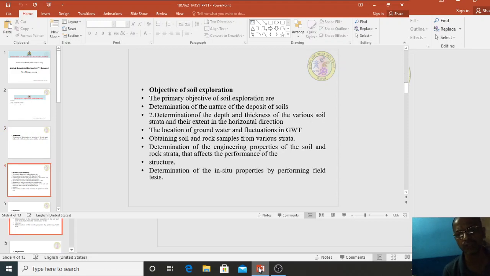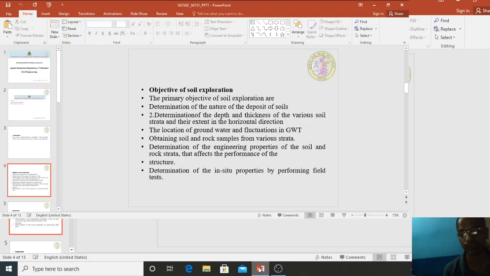Next, what is the object of soil exploration? As I said earlier, that was a broad perspective of the objective. Now we go into detail about the objects of soil exploration. The primary object is determination of the nature of the deposits of the soil. That means what is the thickness of the red earth layer, the black cotton soil layer, the silt deposit, the clay deposit. The thickness determination is very important for safely transferring the structural load to the ground. So to assess that thickness, we require soil exploration.